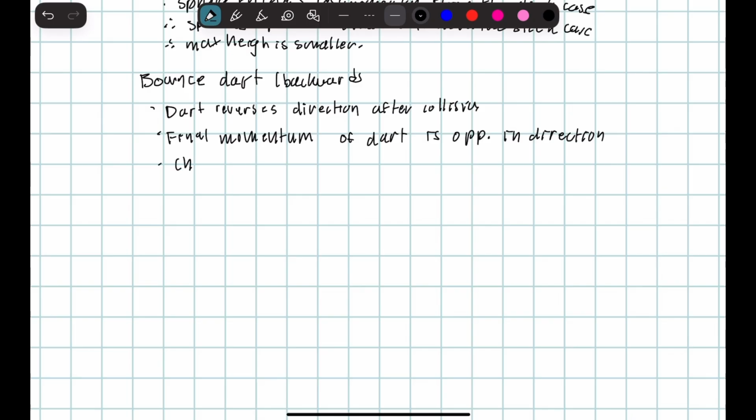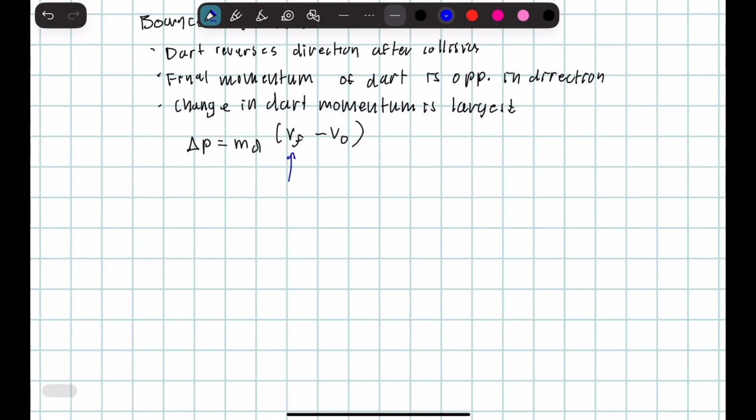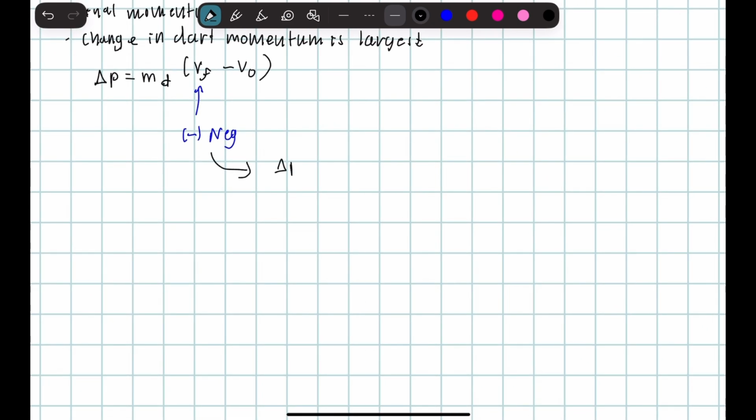So the change in the dart momentum is the largest. That's because we have delta P is equal to md times VF minus V initial. So then VF is going to be negative, and then the magnitude of delta P is greater than md V initial.